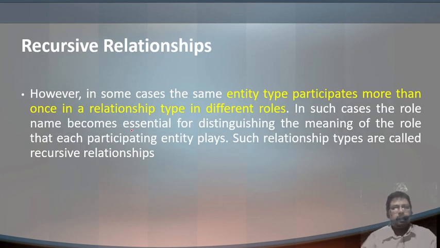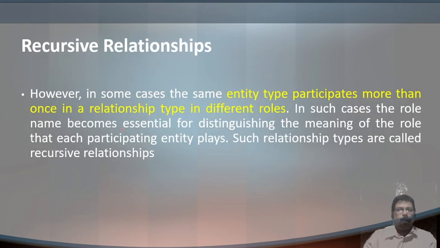Now let us discuss the recursive relationship. In some cases, an entity type participates in more than one relationship type with different roles. In such cases the role name becomes essential to distinguish the meaning of the role that the participating entity plays. Such relationships are called recursive.